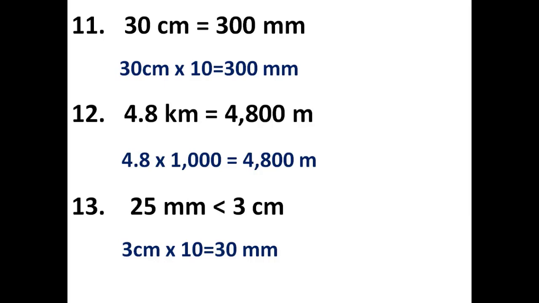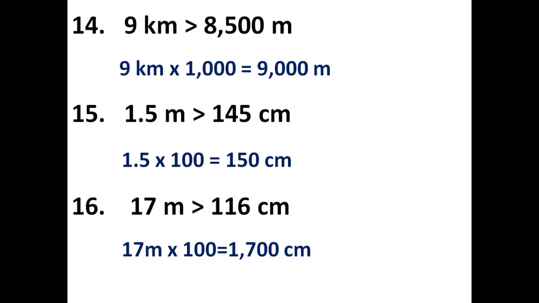Number 13, 25 millimeter and other side is 3 centimeter. We will change centimeter into millimeter by multiplying 10. You will get 30 millimeter. 3 centimeter is equal to 30 millimeter and other side is 25 millimeter. We can say that 3 centimeter is greater than 25 millimeter. Why? Because it is equal to 30 millimeter.